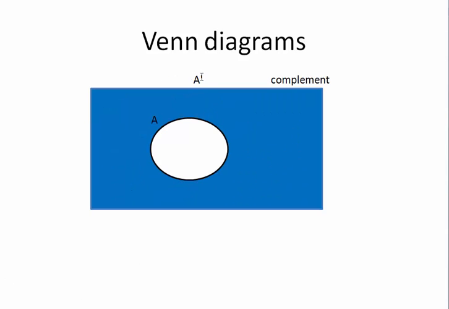This A with a little line or a little apostrophe, this is the complement, A complement. So this means not A. So the area which is not A within that blue rectangle is this shaded blue area. So this is A complement, this blue area.